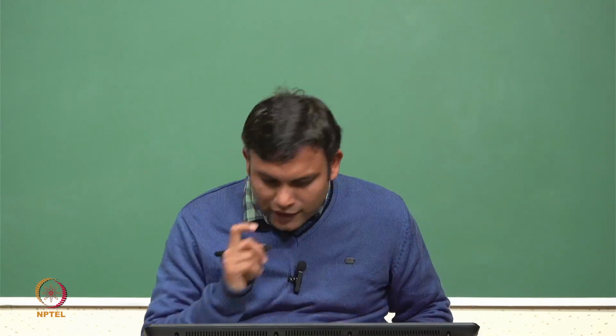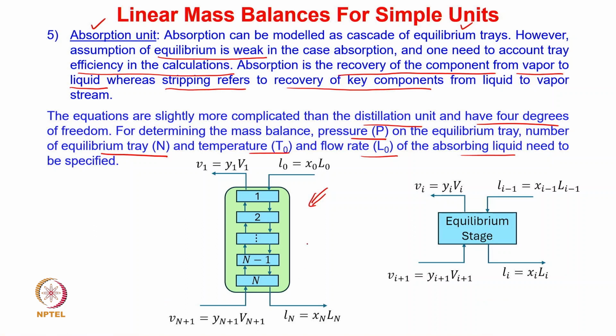Okay, so in an absorption unit there will be several stages. In this case we have shown 1 to n stages. Now with respect to any equilibrium stage I, how the inputs and outputs are there is represented in the second figure. Here you can see we have taken an equilibrium stage I. The inputs to the I stage are small l_{i-1} and small v_{i+1}, and the outlets from this equilibrium stage are small v_i and small l_i.